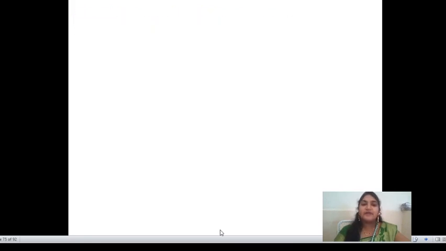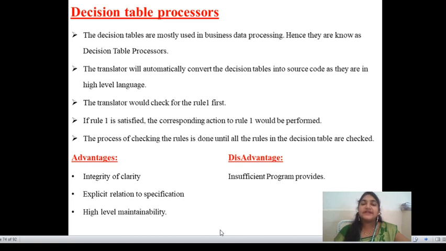Next, coming to the disadvantage: insufficient program providers. The one and only disadvantage is that decision table processors provide insufficient programs. So that is the disadvantage.